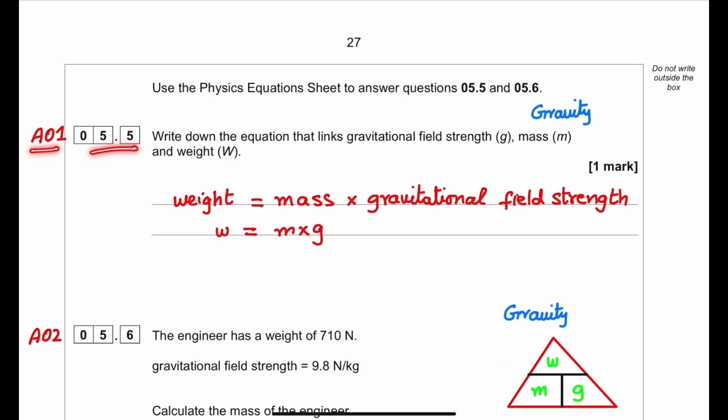5.5 is an AO1 question, a knowledge-based question, and this question is from the topic of gravity. Write down the equation that links gravitational field strength g, mass m and weight. We know the formula for the weight is W is equal to mass times gravitational field strength, or W is equal to m into g.